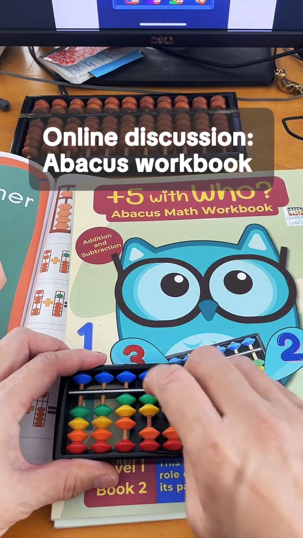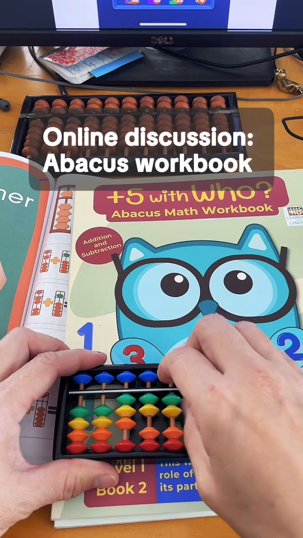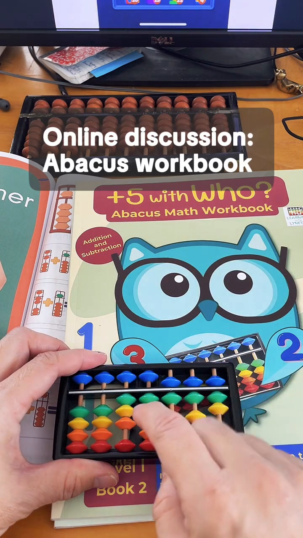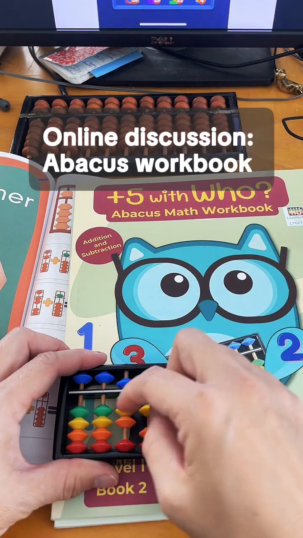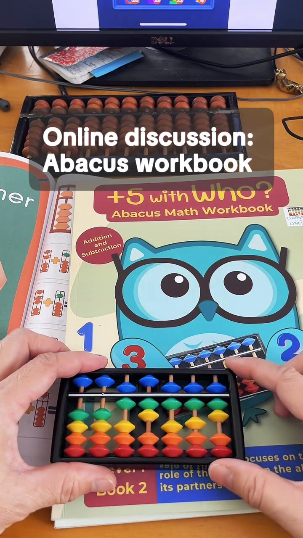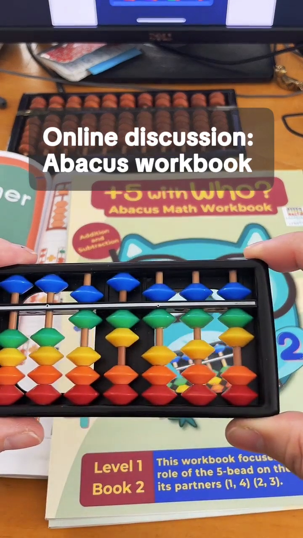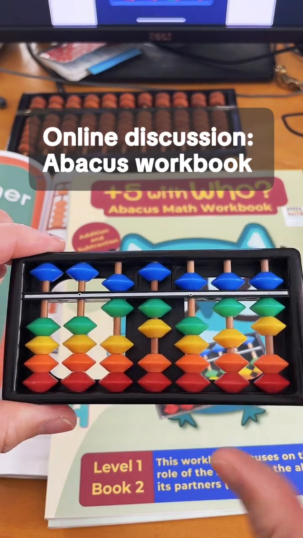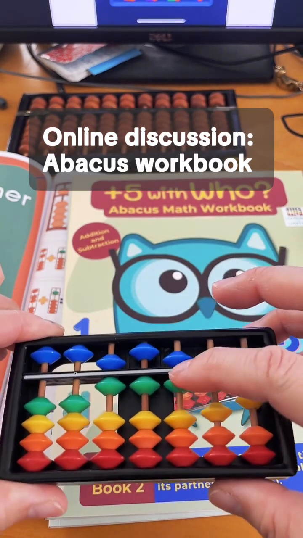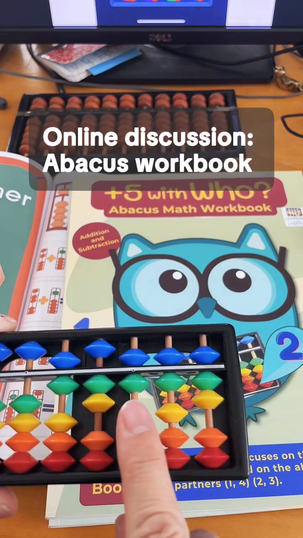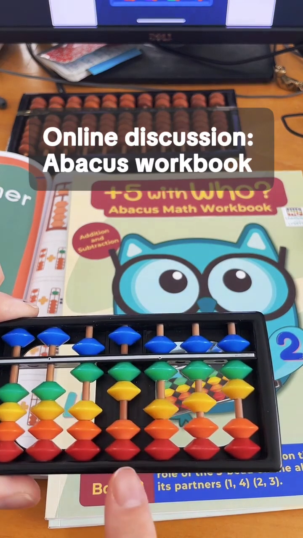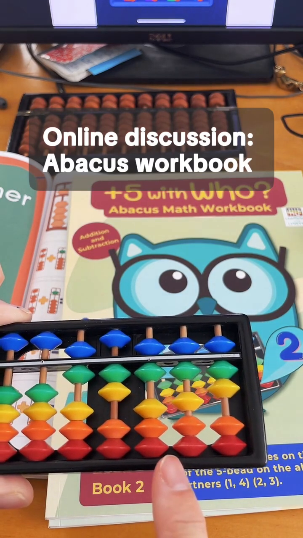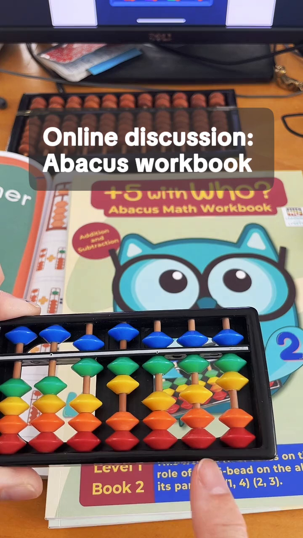So here's another one. What number is that? If this is my ones place, this is the tens, this is the hundreds, and then my decimal will be right here. What number would this be?